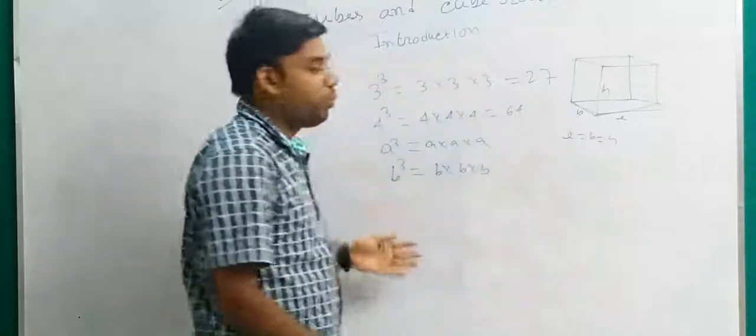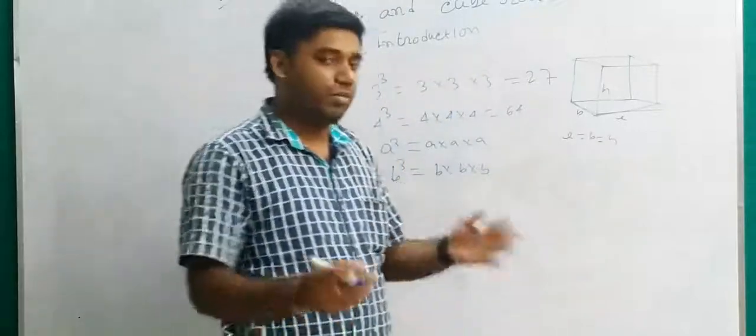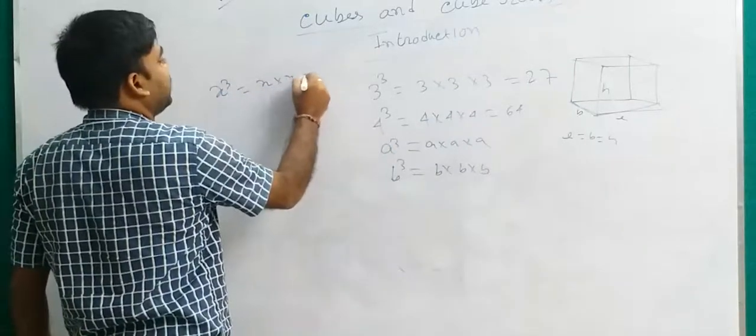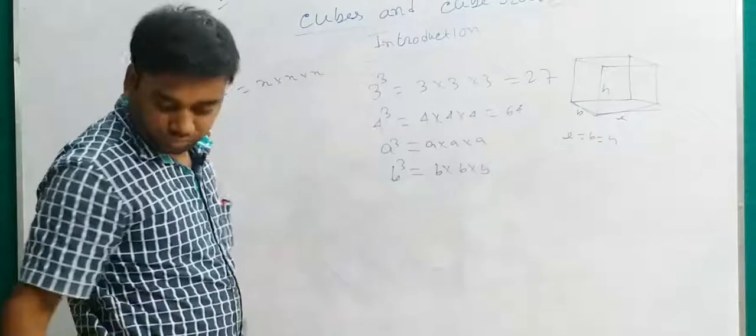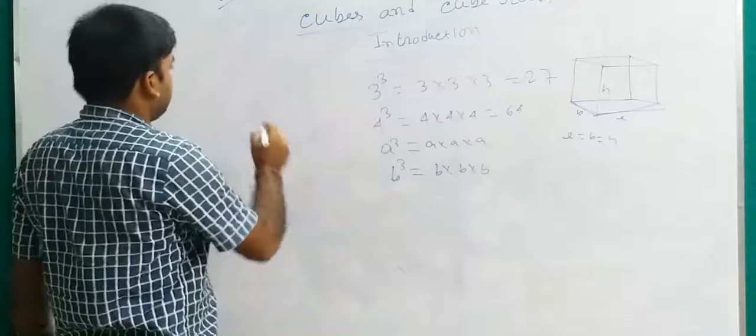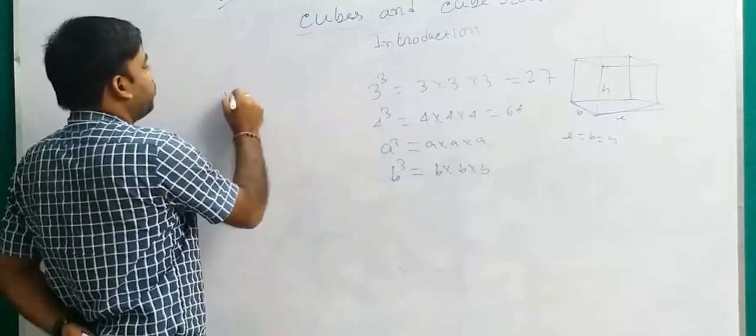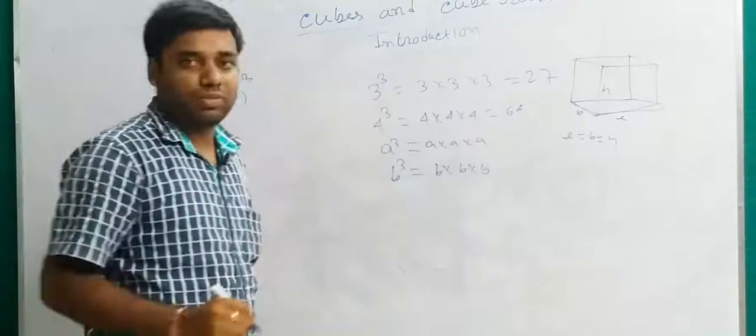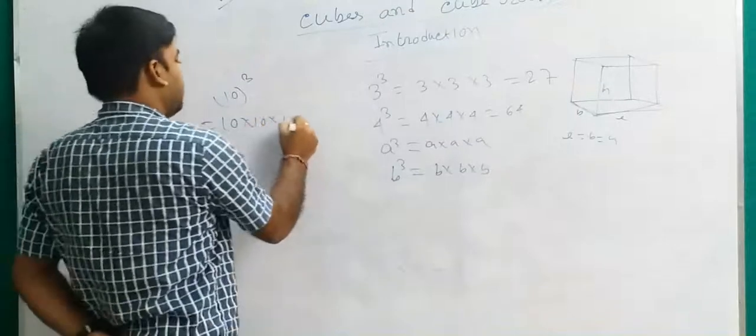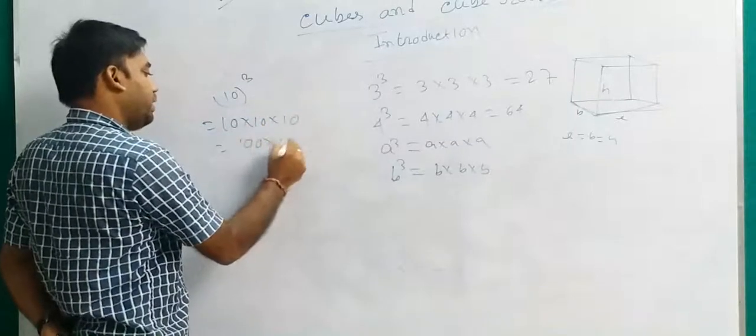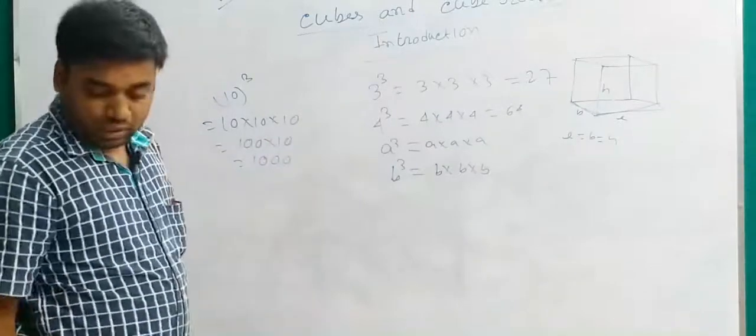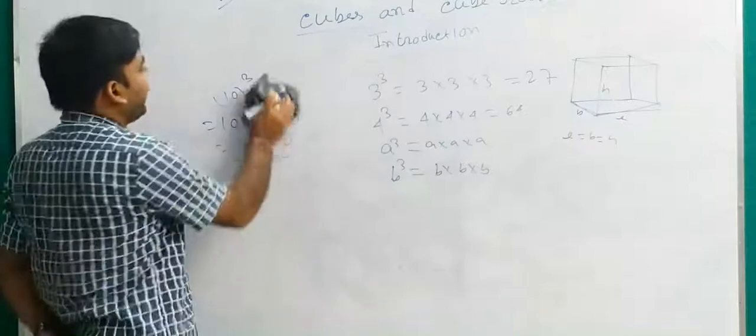Here cube means the product of 3 numbers. X cube means x into x into x. So if you are asked to find 10 cube, what is the value of 10 cube? 10 cube means 10 into 10 into 10, that is 100 into 10, 1000. In this way we can evaluate the cube of any number.